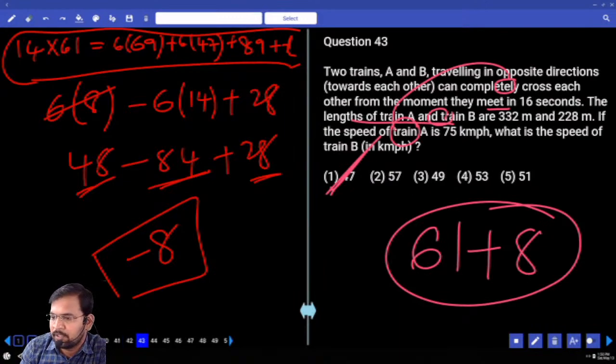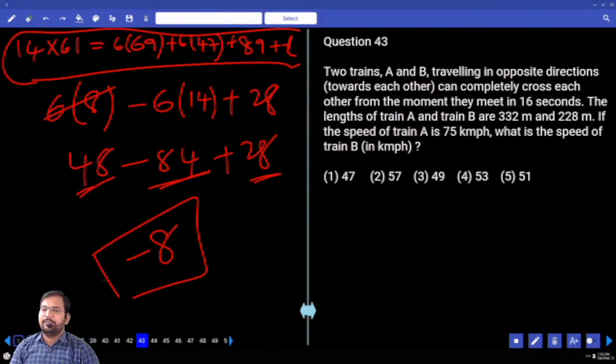Next one. Two trains A and B traveling in opposite directions can completely cross each other from the moment they meet in 16 seconds. The lengths of A and B are 332 and 228. If the speed of train A is 75, what is the speed of train B? So one train is crossing another train. The distance is nothing but the length of train 1 plus the length of train 2. So together how much? 332 plus 228 is 560.